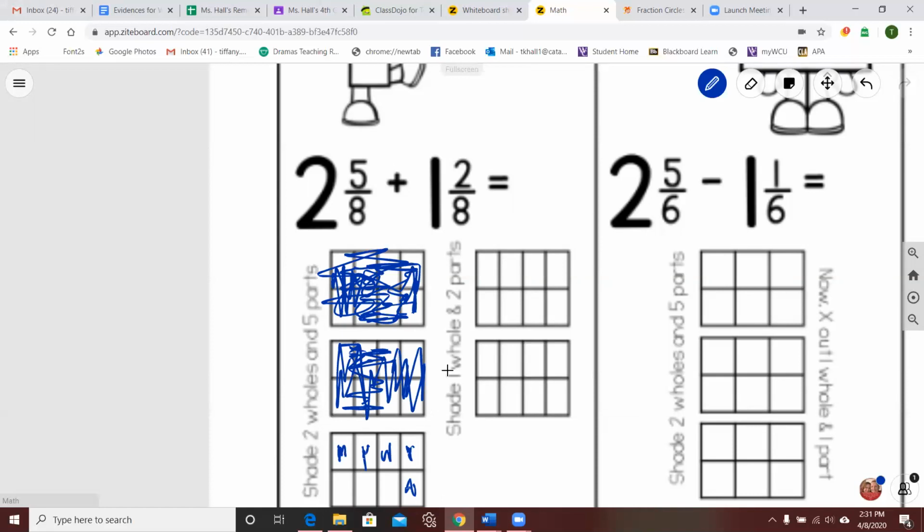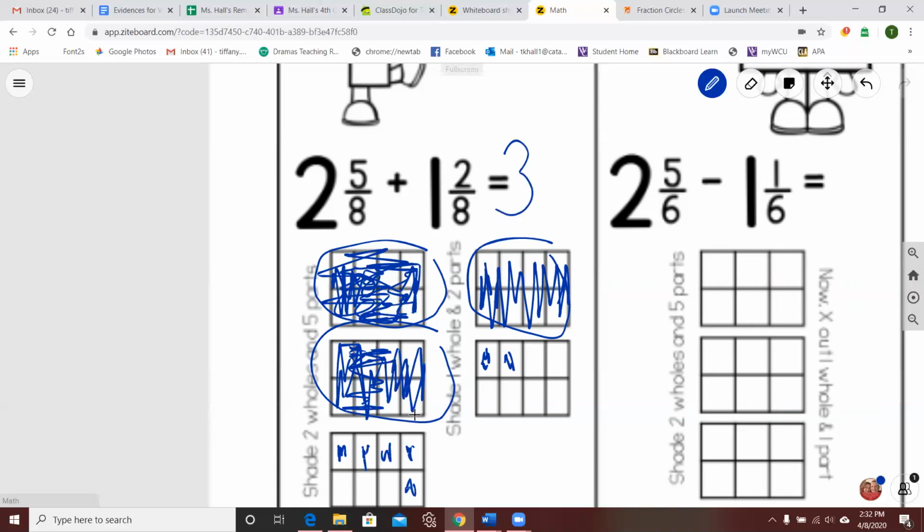Okay, now we're going to add to that 1 hole. So let's color this hole in. And then for 2/8, we'll just color in 2 pieces. So now, as we look at this, how many total holes are shaded? 1, 2, 3. Right here. Here's 1 hole. Here's 2 holes. Here's 3. So I have 3 holes shaded.